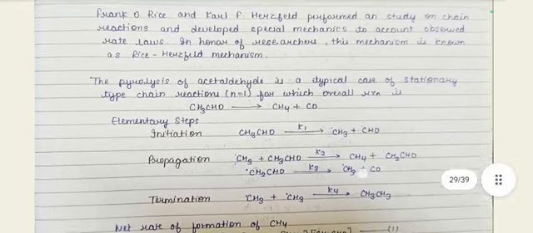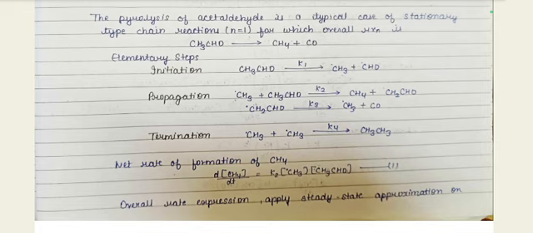n is equal to 1, for which the overall reaction is CH3CHO giving CH4 plus CO. Elementary steps. Initiation: CH3CHO goes by K1 to CH3 plus CHO. Propagation: CH3 plus CH3CHO goes by K2 to CH4 plus CH2CHO; CH2CHO goes by K3 to CH3 plus CO. Termination: CH3 plus CH3 goes by K4 to CH3CH3. Net rate of formation of CH4, d[CH4]/dt, is equal to K2[CH3][CH3CHO].